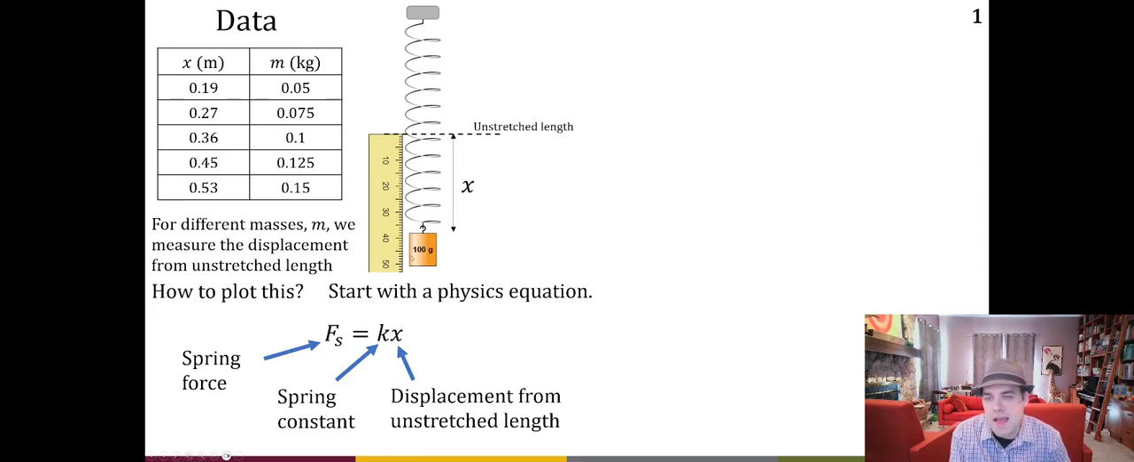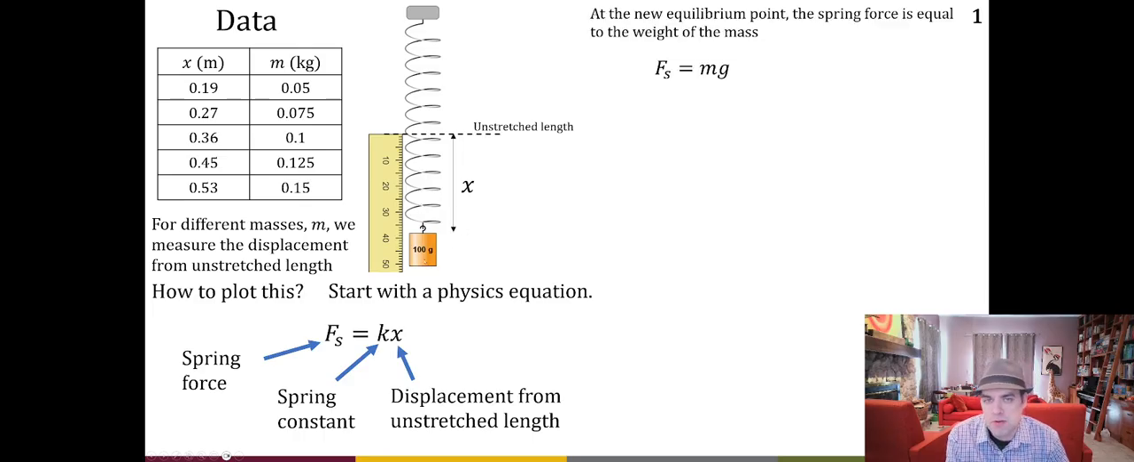Then when we add masses to it, how does that mass correspond to the spring force? Well, once it settles down and comes to equilibrium, the force down equals the force up. So the weight of this object will equal the spring force when it's at its new equilibrium point. So the spring force is going to equal mg. This is our equation for weight when it's at this new point. So when we plug it in here, instead of spring force, we're going to get mg, and that's going to equal kx.